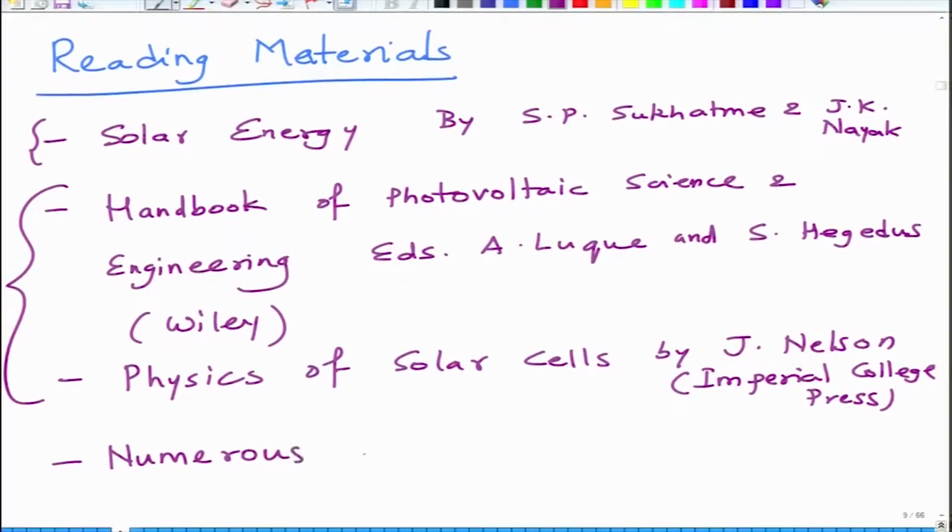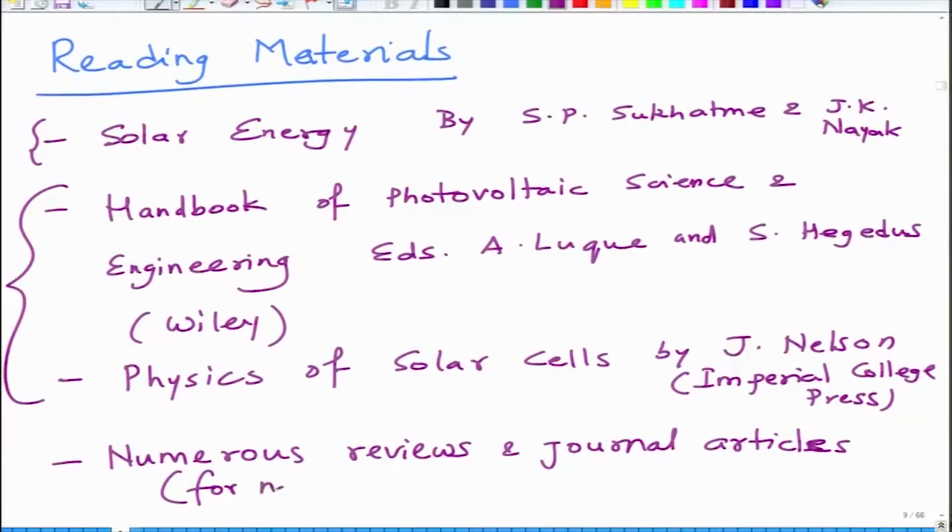In addition to these 3 books, there are a lot of reviews and journal articles which can be referred to, especially for new technologies. You see, these 2 books cover technologies which are first generation and second generation. Third generation technologies, however, are not covered very well in the textbooks. So to know about the third generation technologies, you have to go to resources such as review papers and journal articles, especially for perovskite solar cells. There are a lot of good reviews nowadays for organic solar cells and for dye-sensitized solar cells. So this is primarily for new technologies, okay. And these 2 will cover fundamental aspects of solar cells, semiconductors, as well as the first 2 generation technologies.